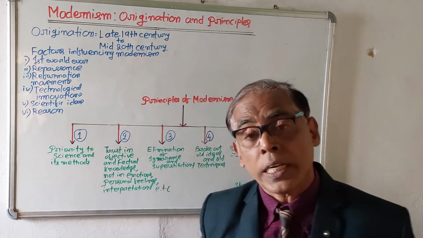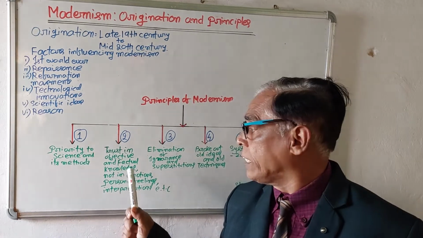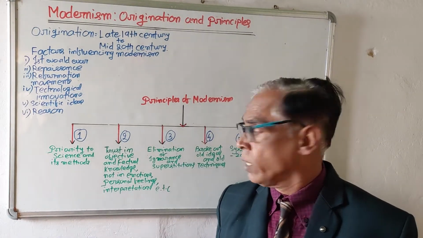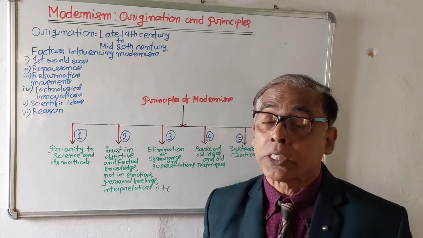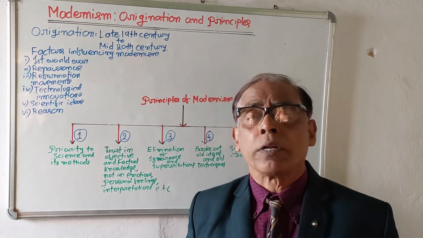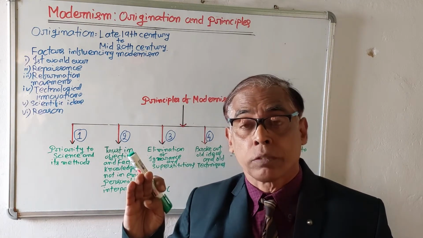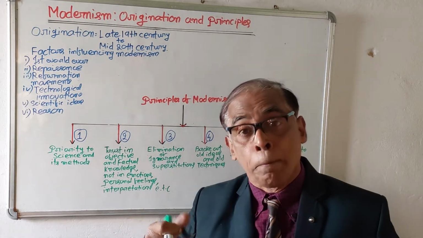Number 2, the second principle of modernism is trust in objective and factual knowledge, not in emotion, personal feelings and interpretations. The second principle of modernism is that it stresses objective and factual facts.